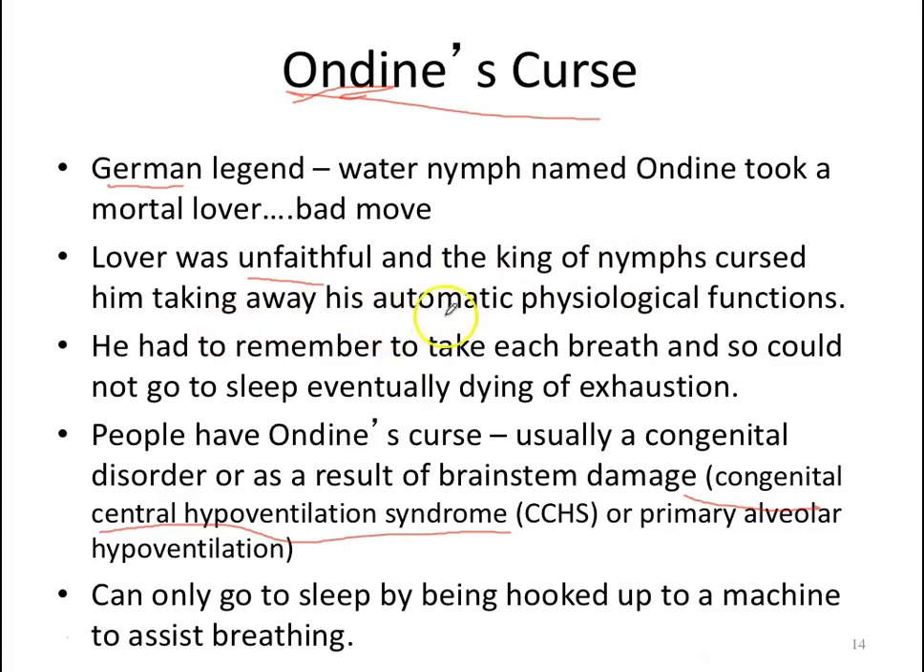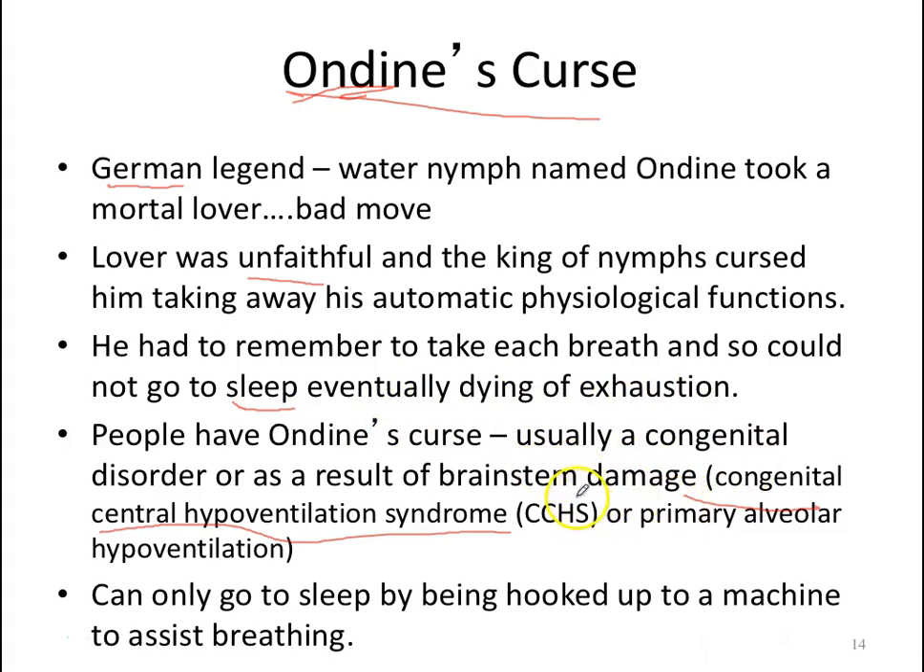So he cursed him by taking away his autonomic physiological functions. However, it was not written like that in the actual story, right? So basically what he did, he's like, all right, you have to stay awake and remember to breathe. Because again, we breathe unconsciously when we're sleeping, right? So basically what happened is that the lover could not go to sleep, and he ended up dying of exhaustion.